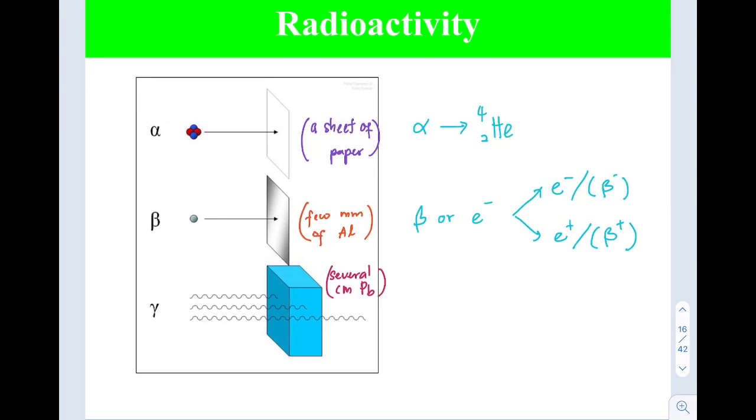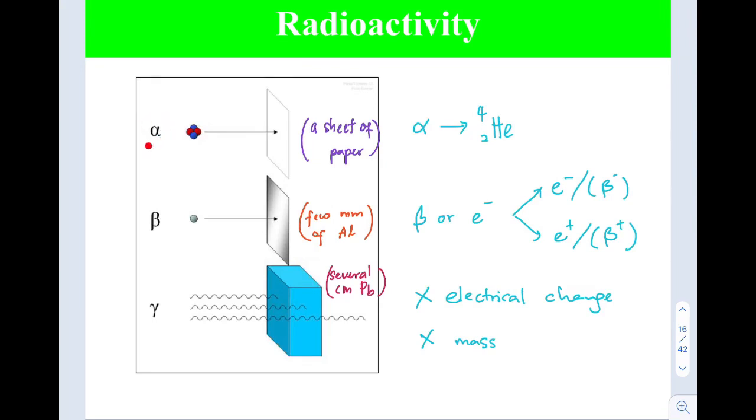The third one is gamma. Gamma has no electrical charge and has no mass. It is simply high energy, or a photon. And how do we distinguish between these three types of radiation in terms of their electrical charge, their mass, and also their ability to penetrate material?